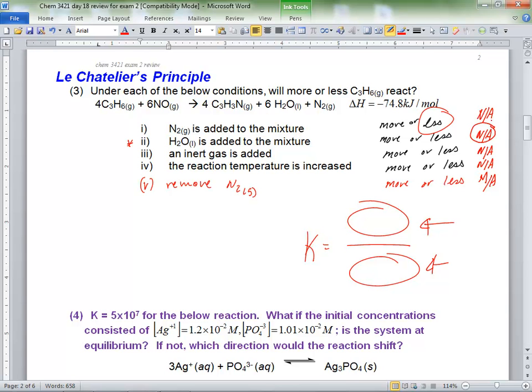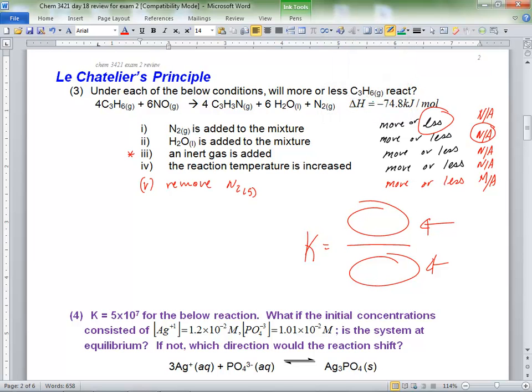Then that gets into another question, kind of like number 3. Number 3, an inert gas is added. It's the last go around. Okay. Is there any consensus? I hear both answers.